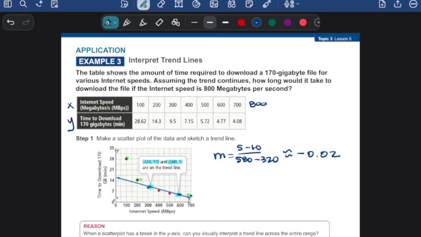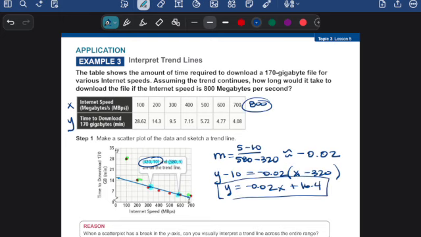Plug that into one of the points. So let's just use the first point in point slope form. So y minus the y value equals the slope times x minus the x value, which is 320. And we do our calculations. We get y equals negative 0.02x plus 16.4. So again, we'll distribute the negative 0.02, and then add 10. Then, using our linear equation for the best fit line, we can plug in our new input.